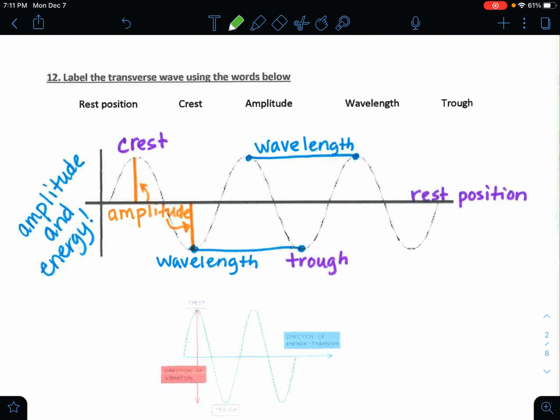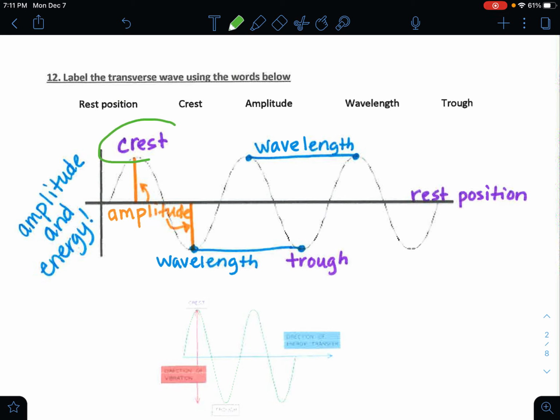Okay, so let's take a look at this. We've got ourselves a transverse wave with crests and troughs, right? And so you need to be able to identify the parts of a transverse wave. All of the electromagnetic waves are going to follow these same words, okay?